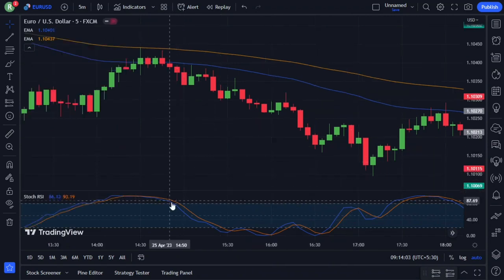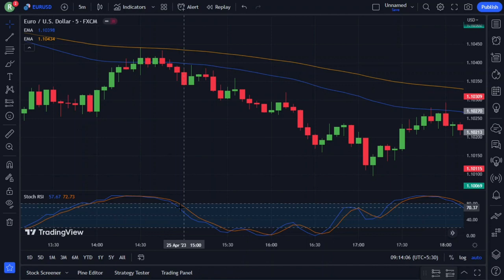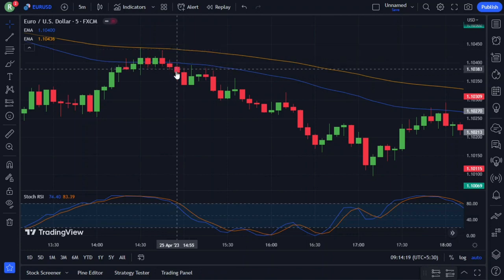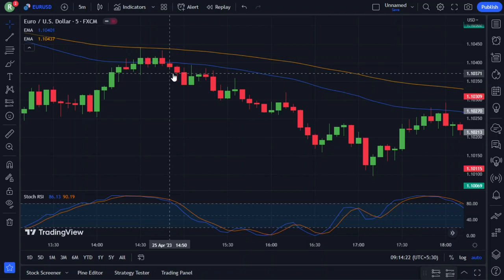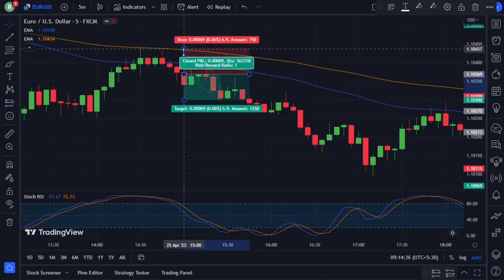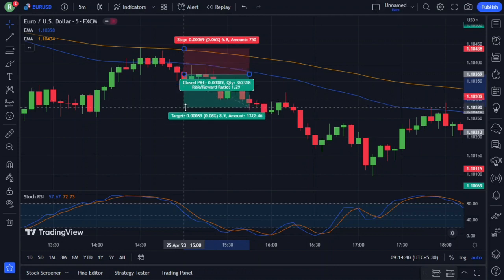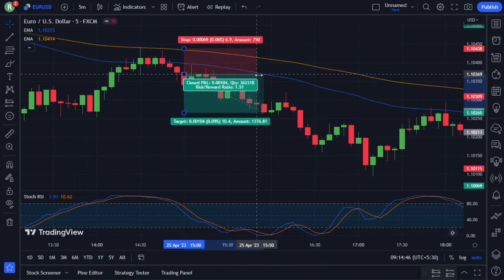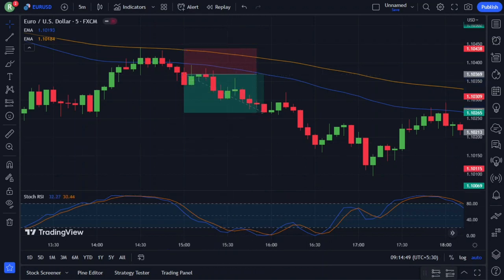Here the stochastic RSI crossed the 80 level to the downside, indicating a sell signal. The 50 EMA is below the 100 EMA, and both EMAs are sloped downwards, and the price is also closed below the 50 EMA. All the rules are met on this candle, so we will enter a short trade at the open of the next candle. I set the stop loss just above the recent swing high, and our take profit would be 1.5 times greater than the stop loss. Okay, so now that you know the trading rules, let's start testing the strategy 100 times.